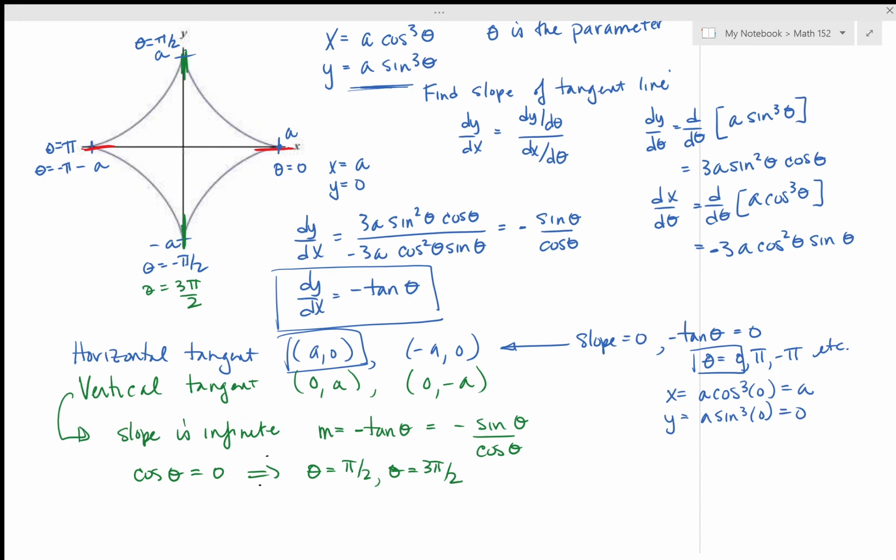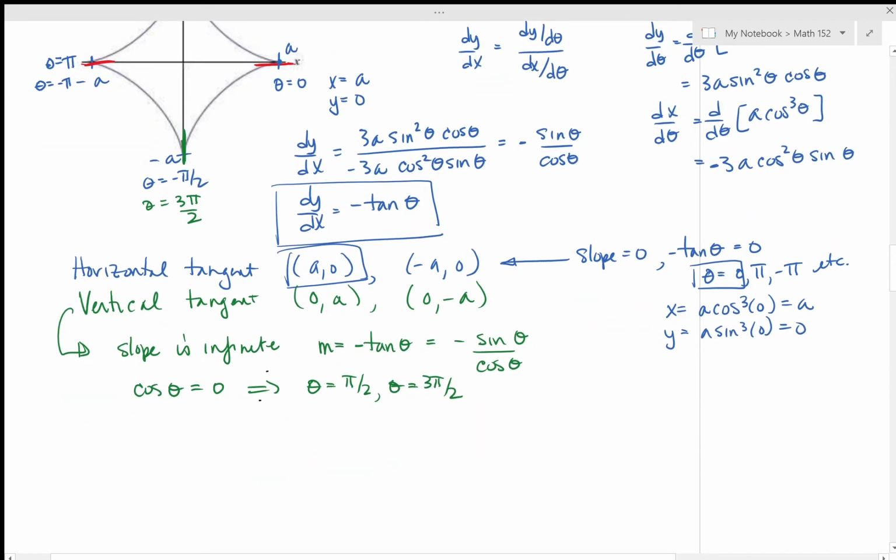Okay, at what points does the tangent have slope 1? So you want to know when the slope is 1. Well, that's okay. The tangent line has slope equal to 1. So then I simply put the slope equal to 1. That will mean that tan theta is equal to minus 1, and I ask where does that happen, and that happens at theta equals minus pi by 4, and theta equals 3 pi by 4.